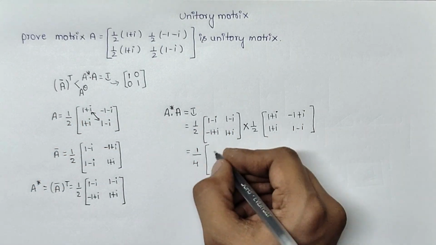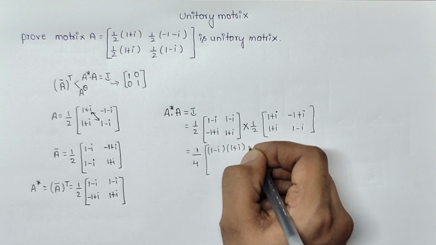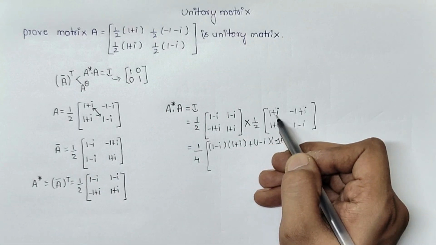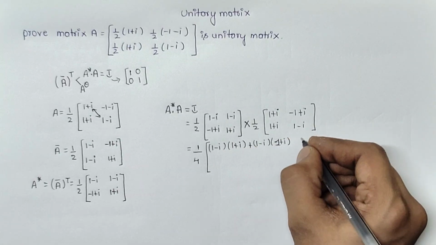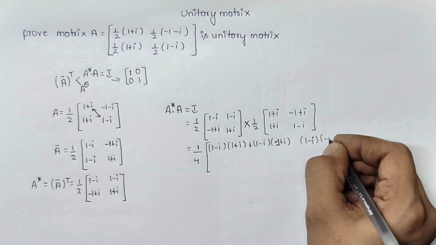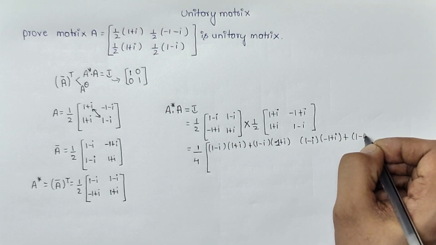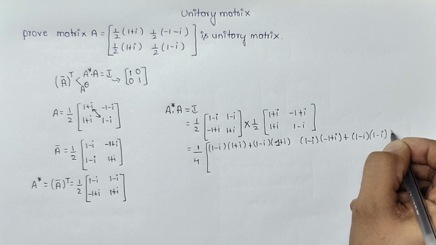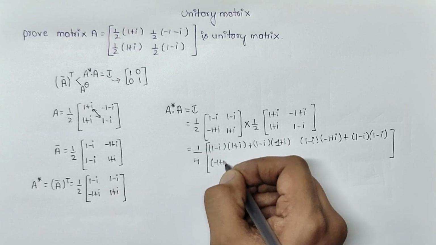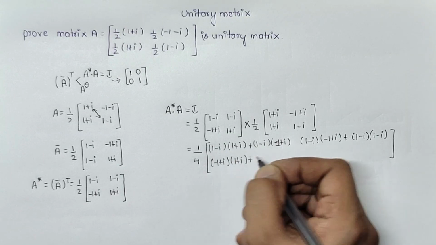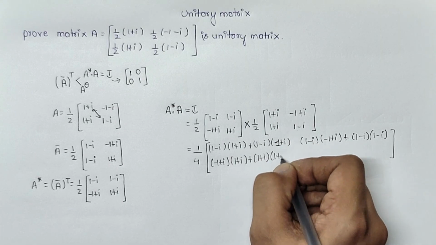So I will show here (1 − i)(1 + i) + (1 − i)(1 + i), (1 − i)(1 + i). Next, (1 − i)(−1 + i) + (1 − i)(1 − i). Next here, (−1 + i)(1 + i), (−1 + i)(1 + i) + (1 + i)(1 + i), (1 + i)(1 + i).